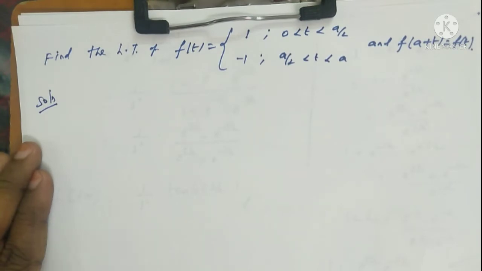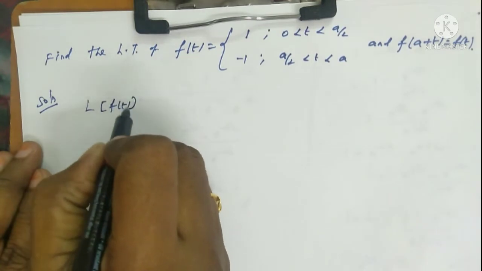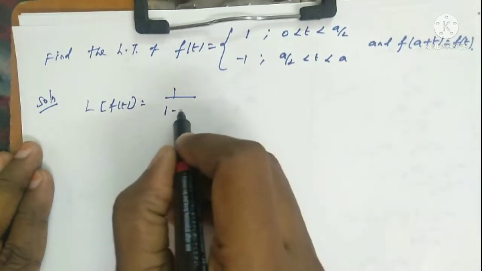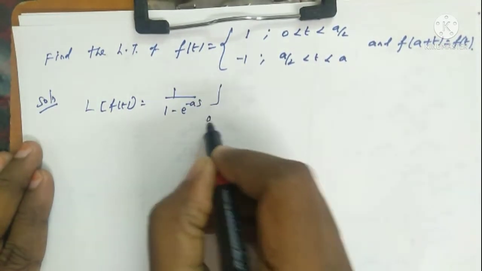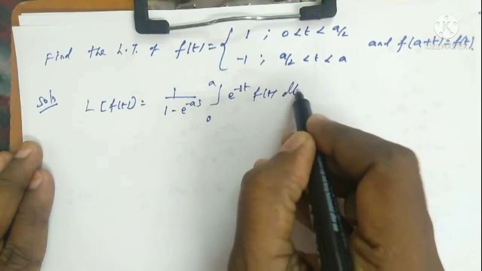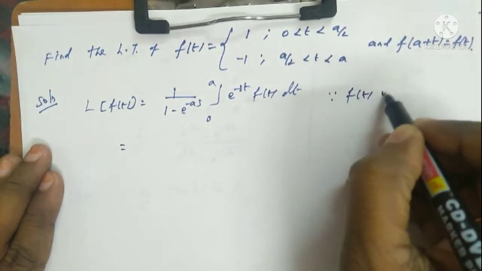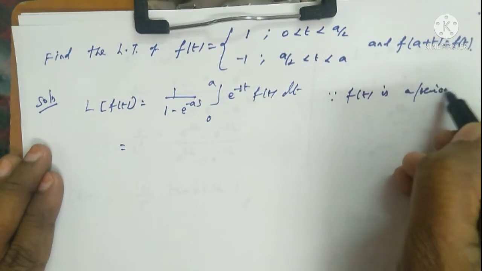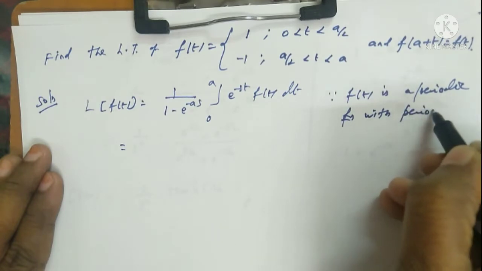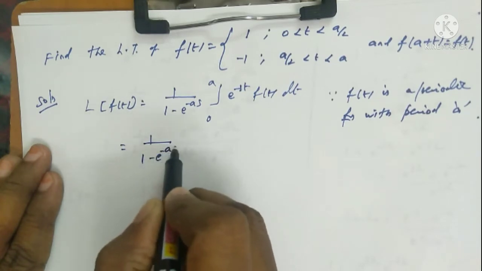L of f of t equal to 1 by 1 minus e power minus as, with the limit 0 to a, e power minus st f of t dt. Okay. So here a is the period, since f of t is a periodic function with period a.